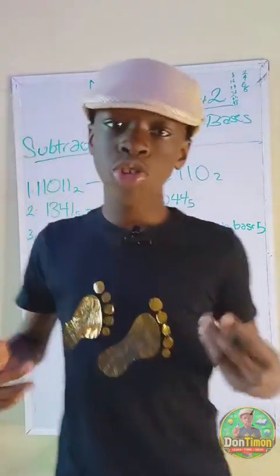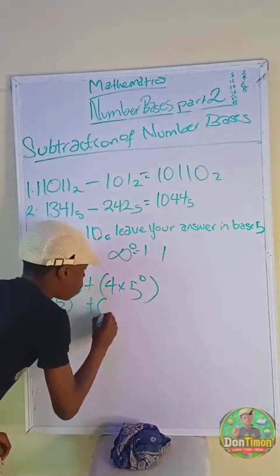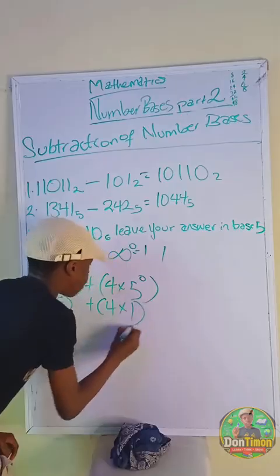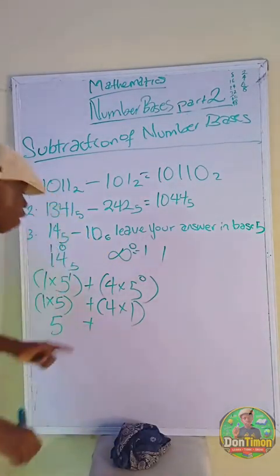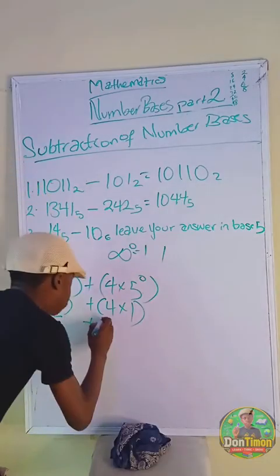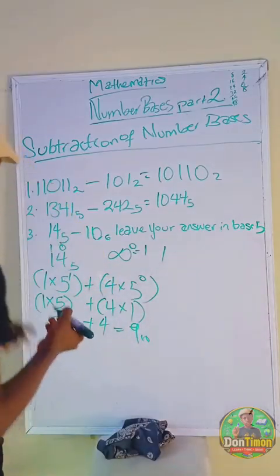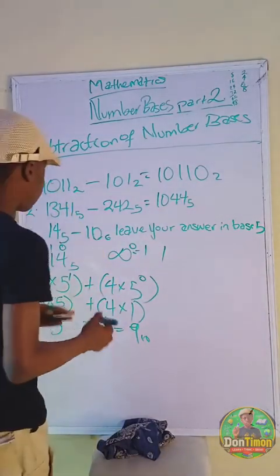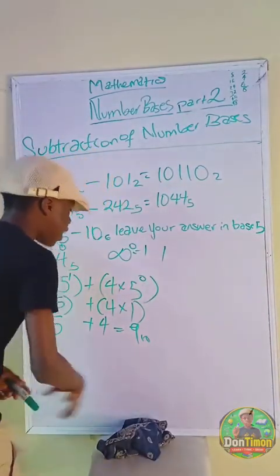Any number raised to the power of 0 is 1. We write it down: 4 times 1. 1 times 5, 5, plus 4 times 1, 4. 5 plus 4, 9 base 10. We have found 14 base 5. I have found the answer to be 9 base 10.